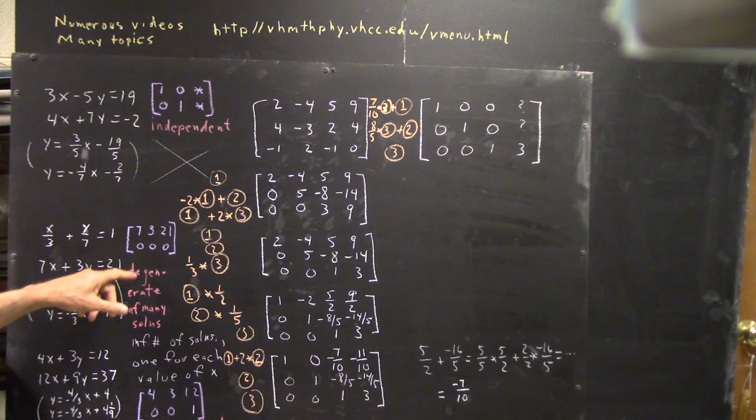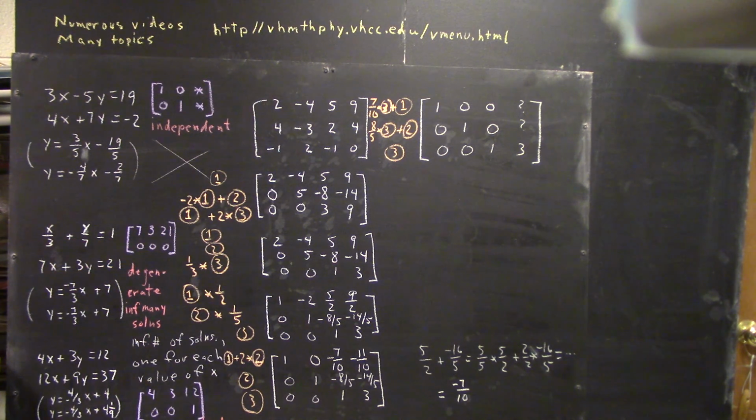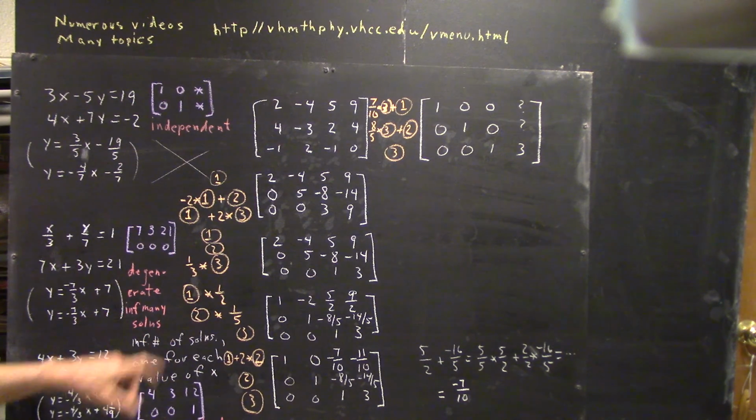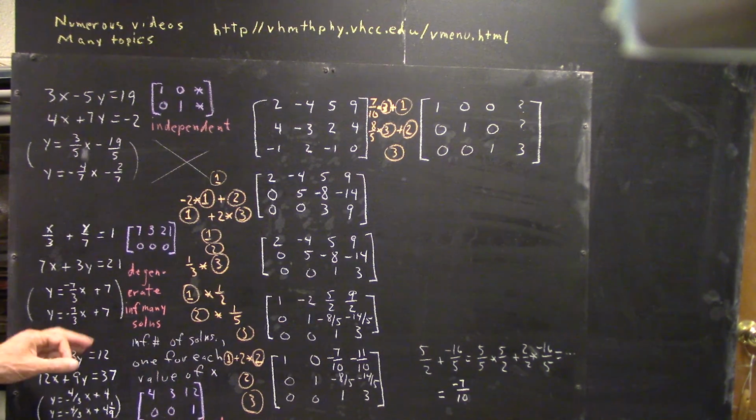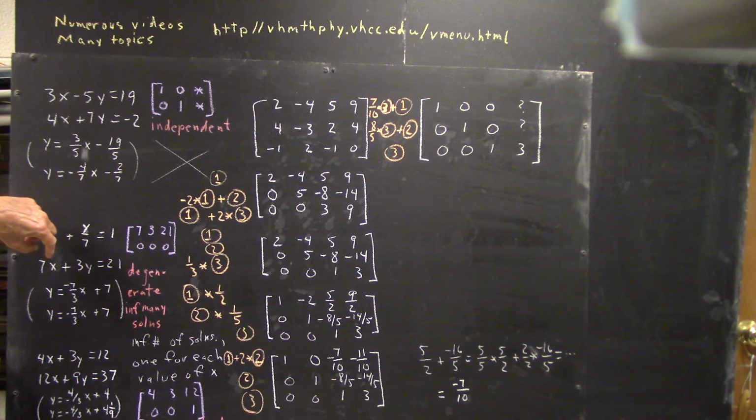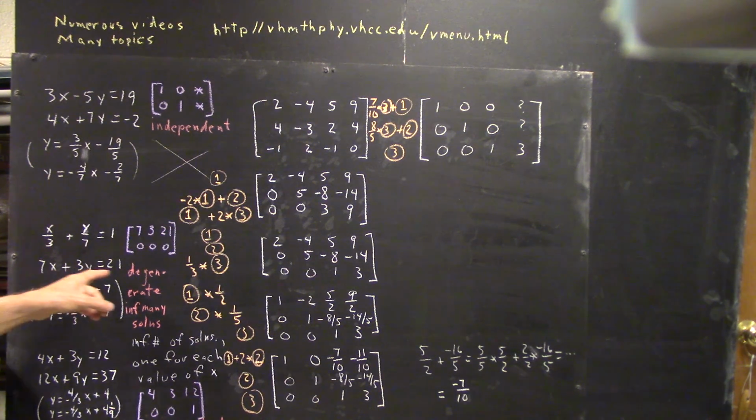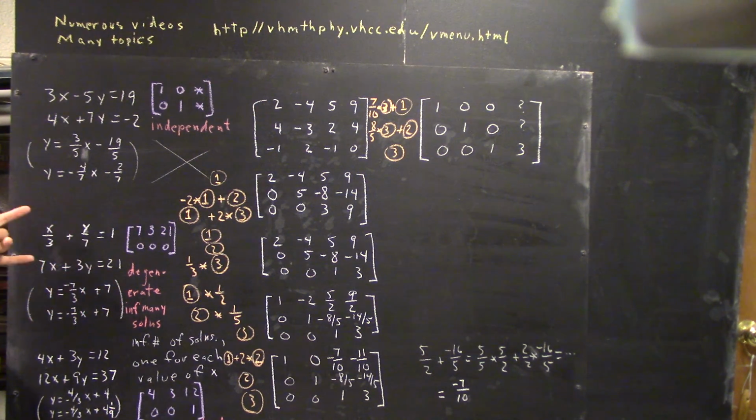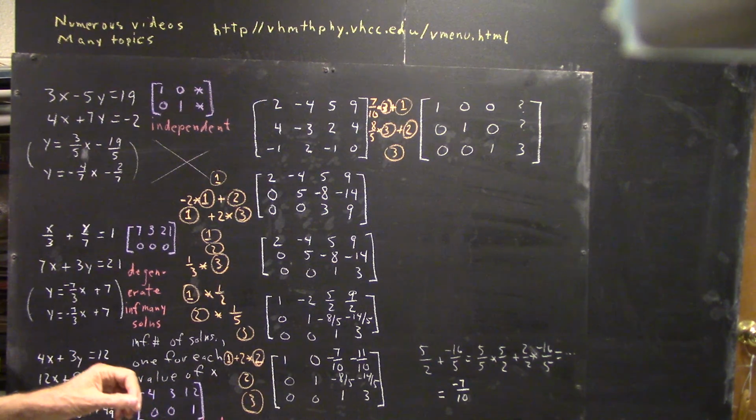And you get this. We call that a degenerate system with infinitely many solutions. There are infinitely many solutions because any x, y that solves one of these equations also solves the other. And there are an infinite number of points on the common line. Every one of those points gives you a solution.